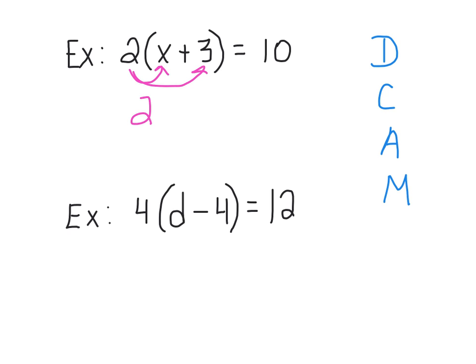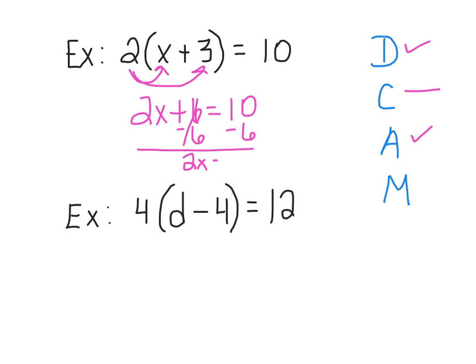So it's 2x plus 6 equals 10. So now I don't have any like terms, but I can do my addition or subtraction. So minus 6 minus 6. So 2x equals 4, x equals 2, because there I just did my multiplication or division. Okay, so that's the answer to the first one.